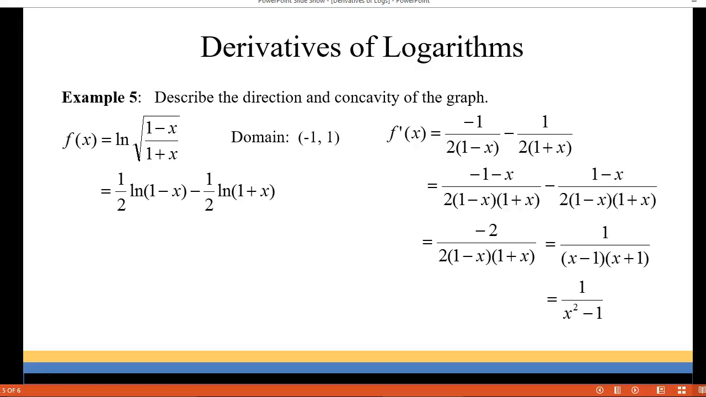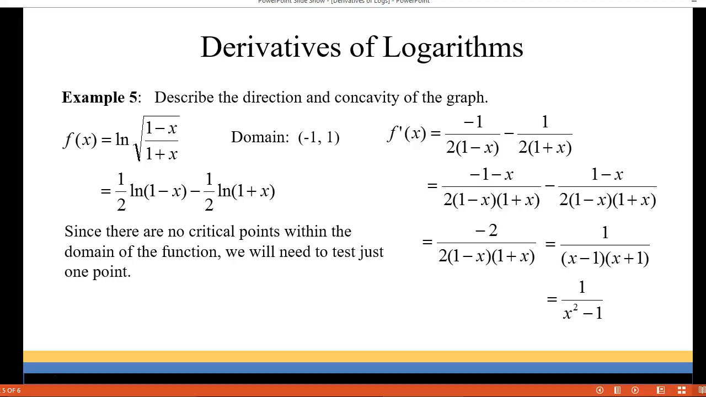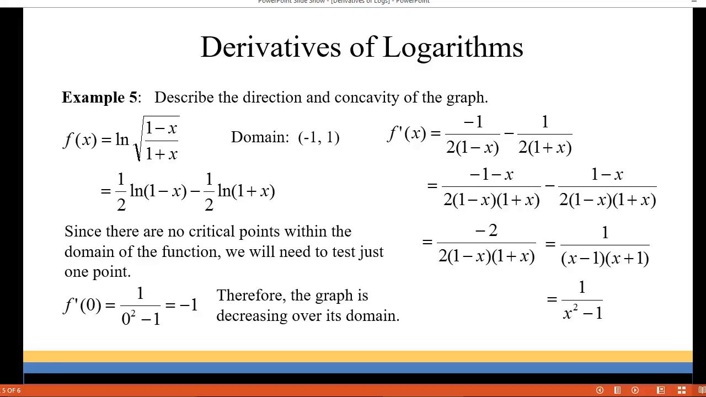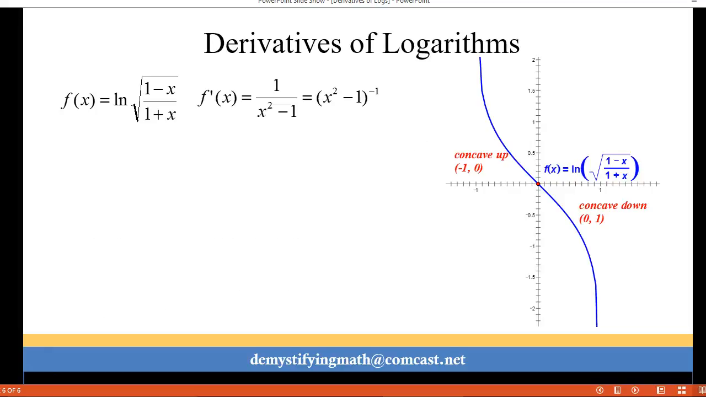The only critical points on that first derivative are where x is 1 or negative 1. And since 1 and negative 1 are not part of the domain, we won't include them. So we don't have any critical values within its domain. So all we need to do to decide the direction of the graph is to plug in 1 point. So I chose 0, and I got out negative 1. This tells me that the graph is decreasing over its domain. Alright, so here's a picture of the graph, and you can see that it is decreasing everywhere on its domain.